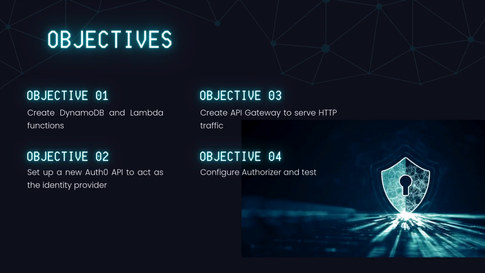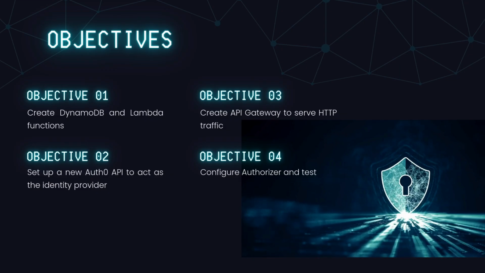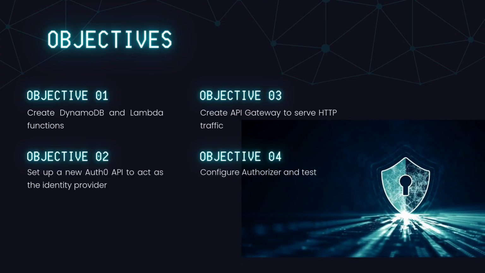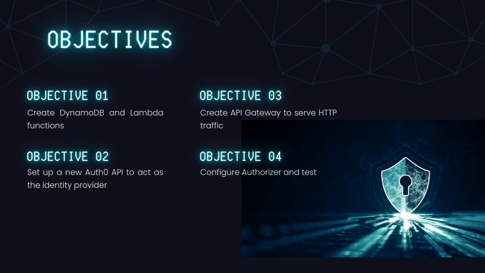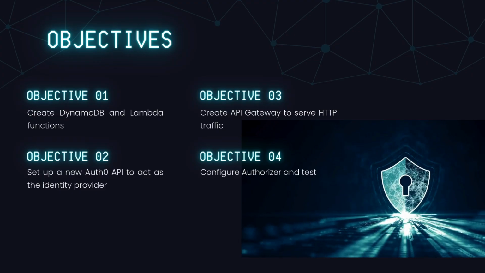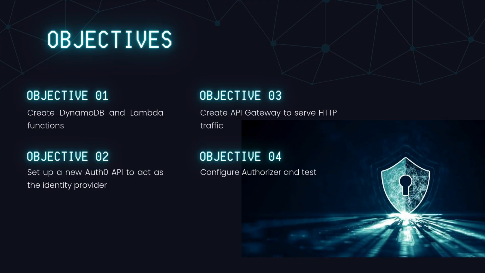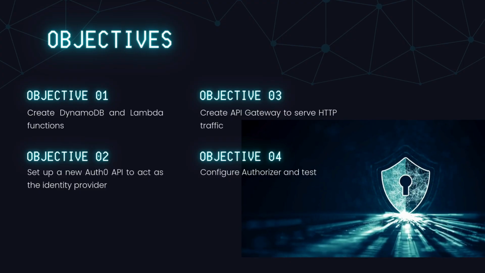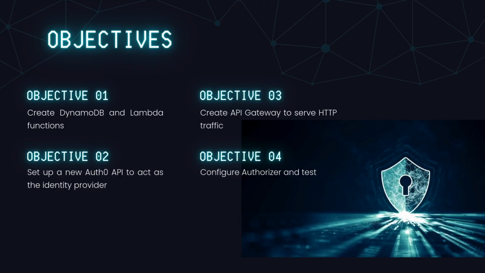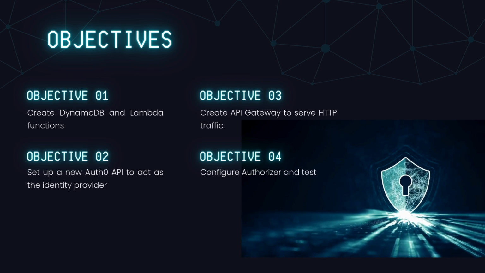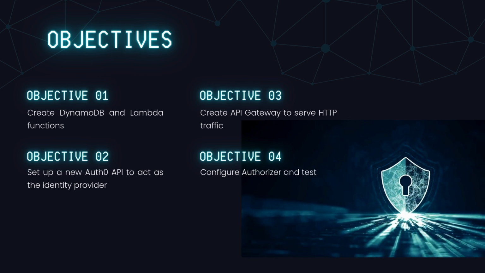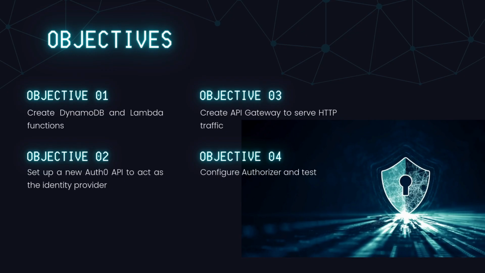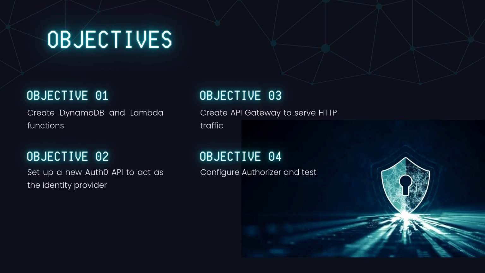So, in a nutshell, what is our objective? Our first objective is to create a DynamoDB table and a Lambda function to serve the request from API gateway. Then, our objective two is to create a new OAuth API as an identity provider. We will also create an API gateway to serve the HTTP traffic. And at the last, we configure the authorizer and test our application, to see whether an authenticated user who sends an HTTP request to the API gateway is served the response or not. So this is what we will do.